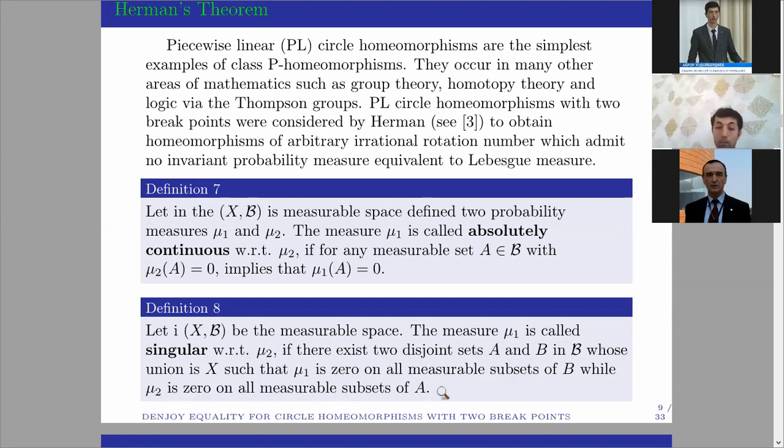So this definition is symmetric. If mu1 is singular with respect to mu2, then mu2 is singular with respect to mu1, yes? Yes, of course, because the definition is symmetric. Yes, exactly.